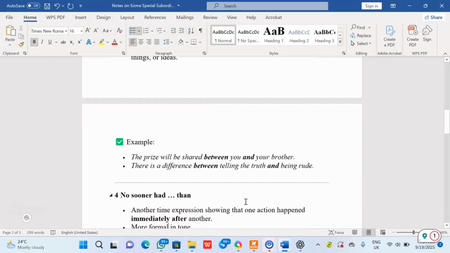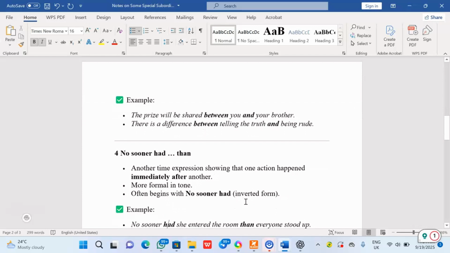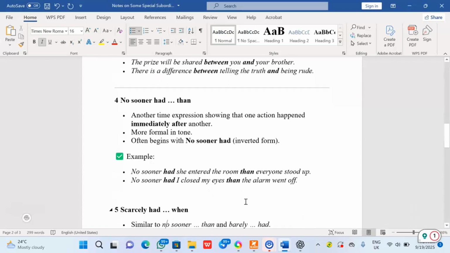Take note. No sooner had collocates with than. That's another correlative conjunction. It's a time expression saying that one action happened immediately after another. And we use this more in what? More in formal writing. No sooner had she entered the room than everyone stood up. No sooner had I closed my eyes than the alarm went off.